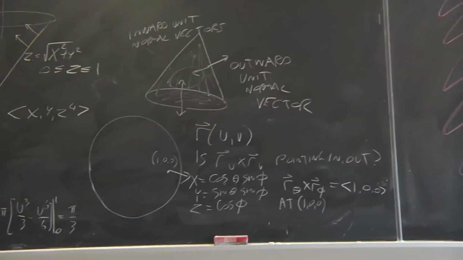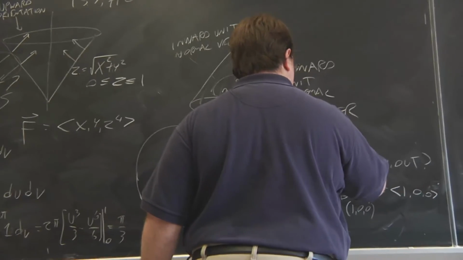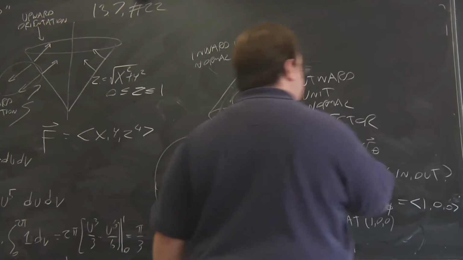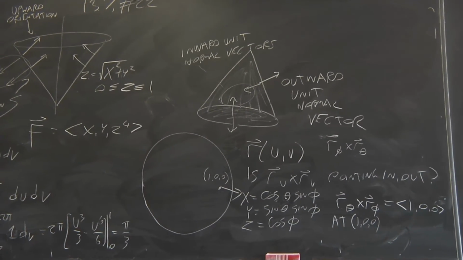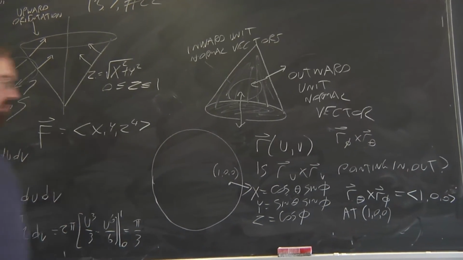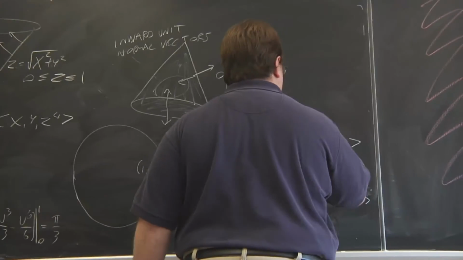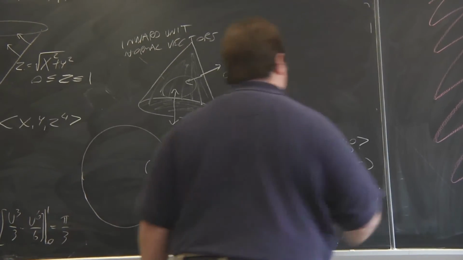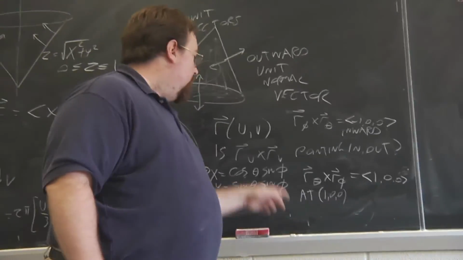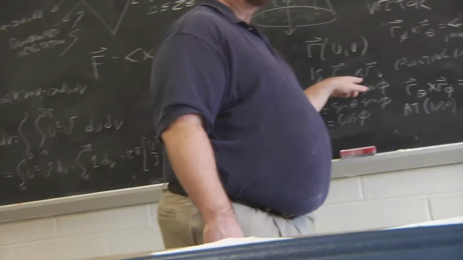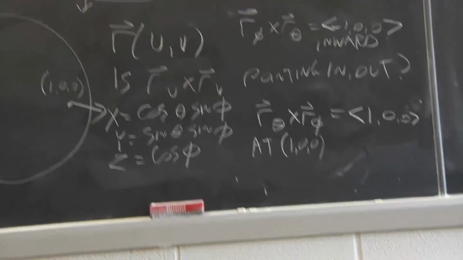On the other hand, what if I did r_phi cross r_theta? What does changing the order do to the cross product? It changes the direction, changes the sign. So that would have given me (-1, 0, 0). That gives me an inward unit normal vector. Now, this vector, the cross product, is not always going to be a unit vector. In this case, it happens to be. But really what we care about is what direction it is pointing.